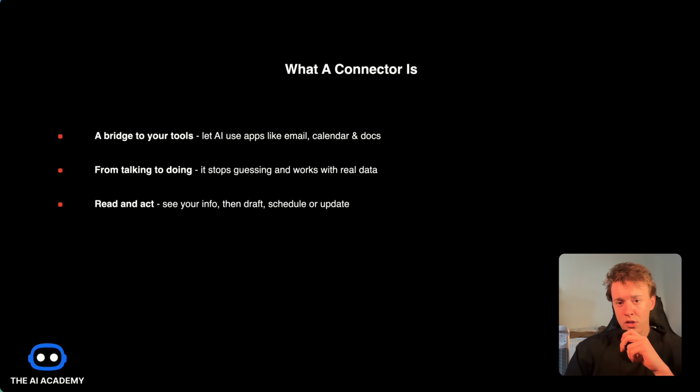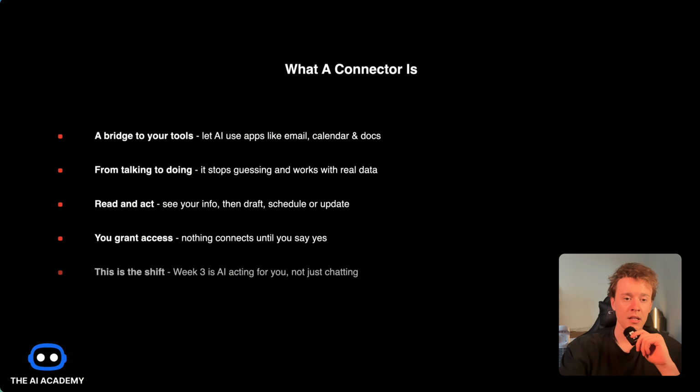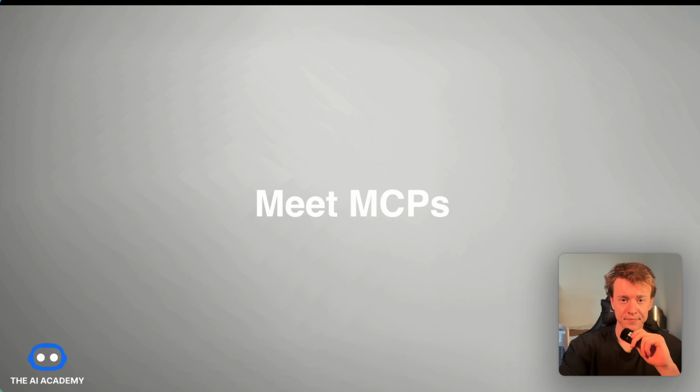And this makes it so you can go from talking to doing. It stops guessing, works with the real data, it plugs right into that data set, and it can read and act. So it can see your info, then it can draft and schedule an update. And you get to grant the amount of access it has, right? So nothing connects until you say so. And this is the big shift. Week 3 is about AI acting for you and not just chatting. So far in this course, we've been doing a lot of prompting, a lot of chatting with AI, and we want to start having AI do the work for you.